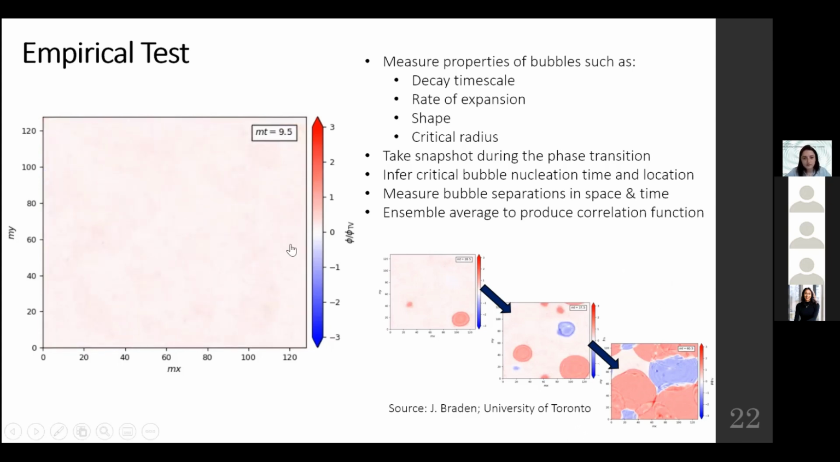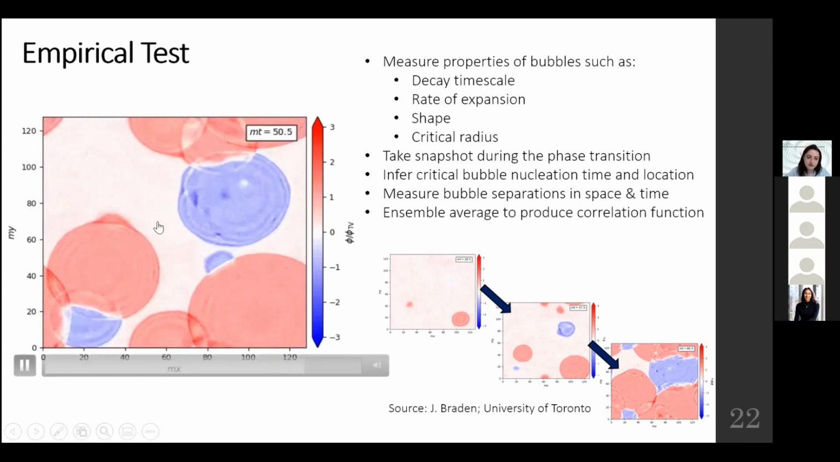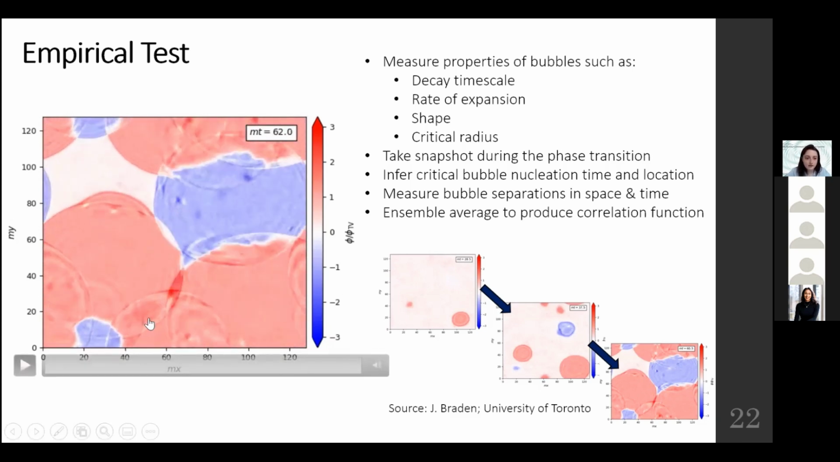Okay. Again, the simulation, because it's really pretty. So here you see bubbles that grow and then take up the entire available space until the transition is complete.